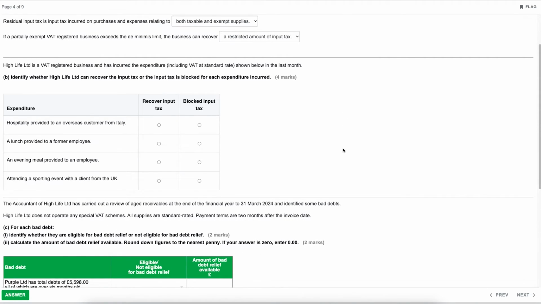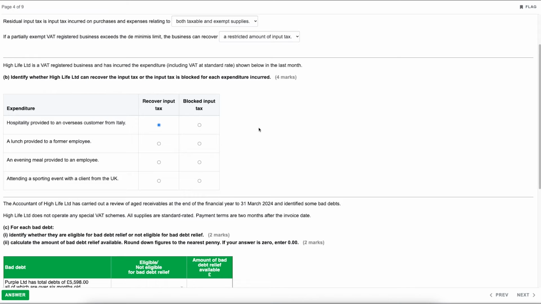Right, moving down then. High Life Limited is a VAT registered business and has incurred expenditure, including VAT, at a standard rate, shown below in the last month. Part B, identify whether High Life Limited can recover the input tax or the input tax is blocked for each expenditure incurred for 4 marks. So basically, can we recover the input tax or can we not? Simply put. So the first one, hospitality provided to an overseas customer from Italy. If it is an overseas customer, we are able to recover the input tax. If it's a UK customer, we can't. If it's an overseas customer, we can.